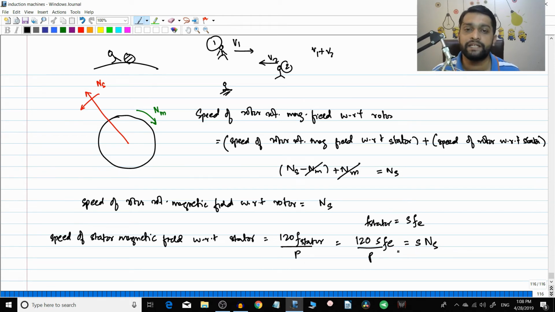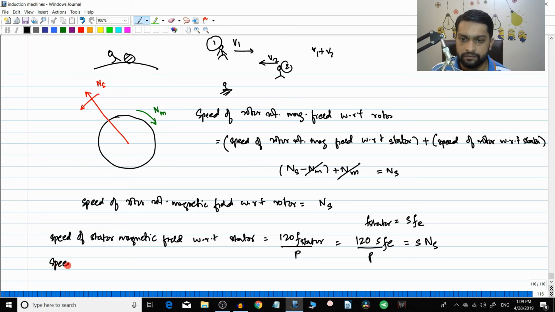Now in a normal induction motor, the speed of the stator magnetic field with respect to the stator is only the ns value, because in that case you are giving the supply to the stator. In this case we are giving supply to the rotor and you are shorting out the stator conductors. Okay, so this is only valid for this particular type of motor.